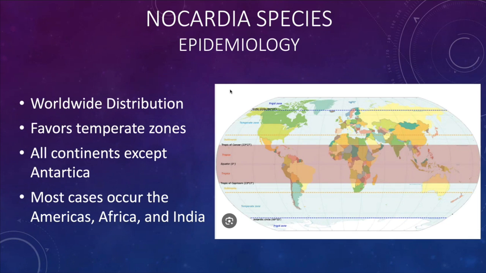Nocardia has a worldwide distribution. It tends to favor the temperate zones, but it's been described in all continents except Antarctica. So it does occur in more moderate zones as well. And the majority of cases occur in the Americas, Africa, and India. These are more temperate areas for the most part. So when we talk about the Americas, we probably mean the US and some of the more tropical or temperate areas. It's probably less likely in some of the more frigid areas of the Americas.